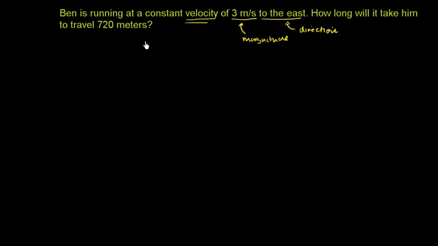How long will it take him to travel 720 meters? So let's just remind ourselves a few things. And I'll do it both with the vector version of it, and maybe they should say, how long will it take him to travel 720 meters to the east? To the east, to make it clear that it is a vector quantity, so that it's displacement as opposed to just distance. But we'll do it both ways.